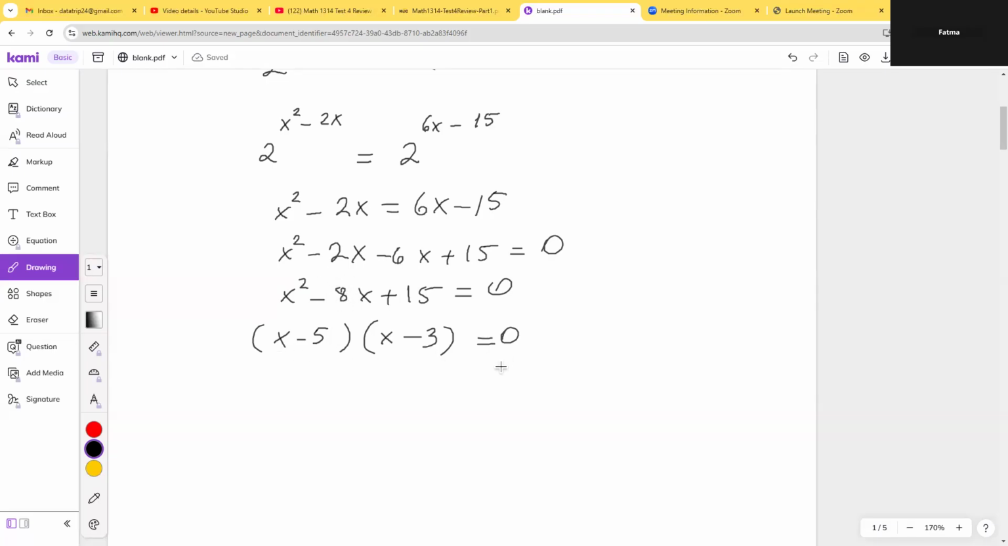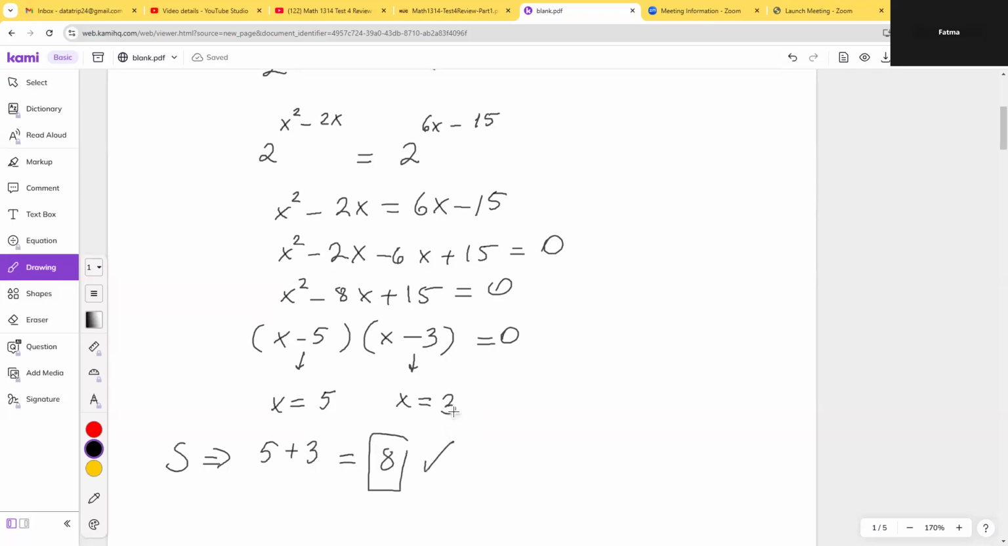Did I solve it? I only factored it, right? So this one gives me x equals what? 5. And this one gives me x equals what? 3. So I got two solutions here. Okay, so if S is the sum of these two numbers, what am I going to do? 5 plus 3 is 8.